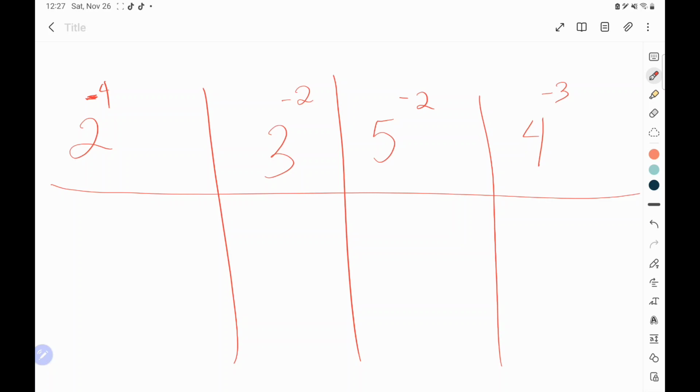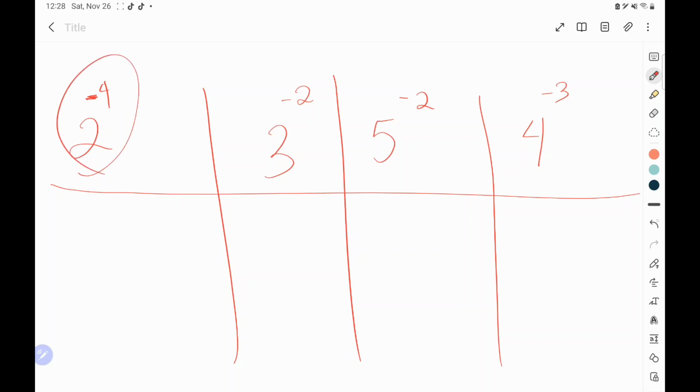So when I say find the value of 2 to the power of negative 4, 3 to the power of negative 2, 5 to the power of negative 2, and 4 to the power of negative 3, all we have to do is make the exponent positive first. The first thing we're going to do is change the negative exponent into a positive.